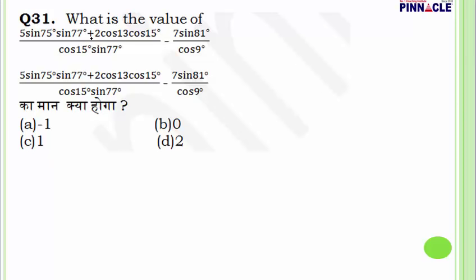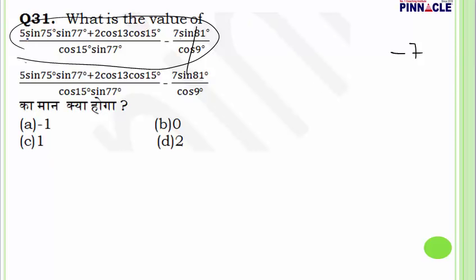The next question, number 31. In this question it is given, what is the value of 5 sine 75 by cos 15 plus 2 cos 13 by sine 77 minus 7 tan 81 by tan 9? We have given it like this. Now see this expression, first of all solve this part, 7 tan 81, that should be equal to cot 9. So cot 9 by tan 9, that would cancel and it should be minus 7.